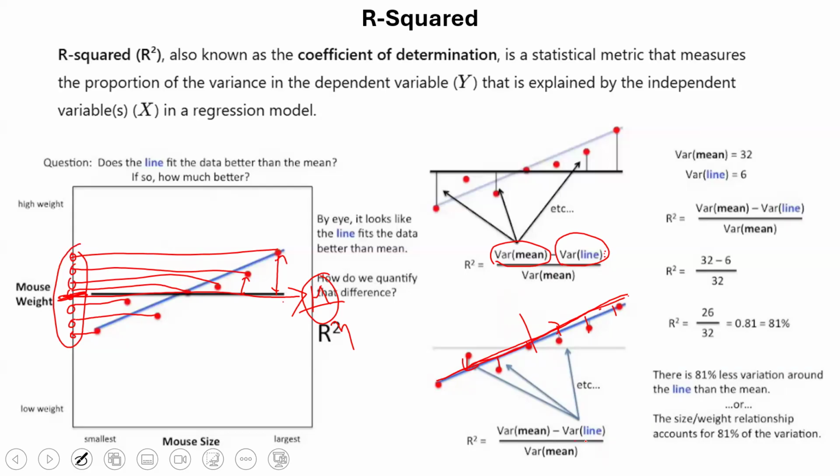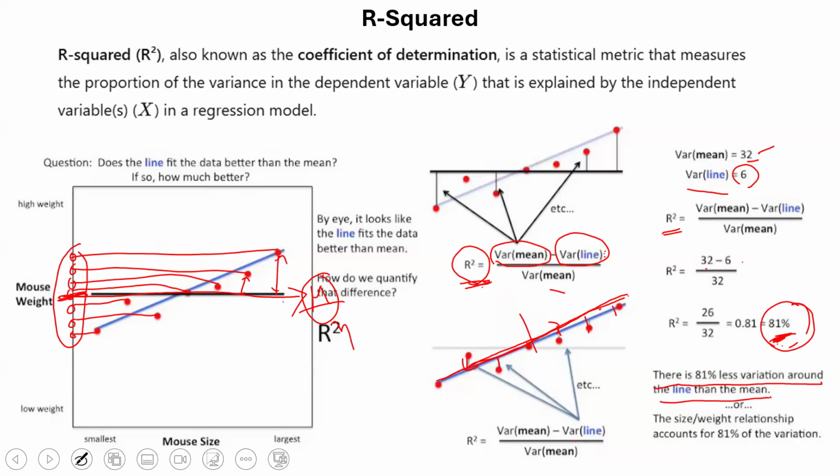Once you calculate the variance around the mean and the variance along the line, you can calculate the value of R square. R square specifies how much variance in the dependent variable is explained by the independent variable. Let's suppose you take the variance around the mean as 32 and the variance along the line as 6. If you calculate R square, that comes to (32 minus 6) divided by 32, which is 81%. That means 81% of the variance in the dependent variable is explained by the independent variable. There is 81% less variation around the line than around the mean.